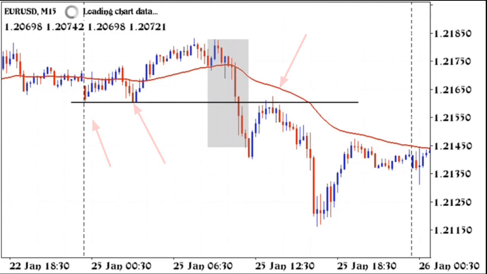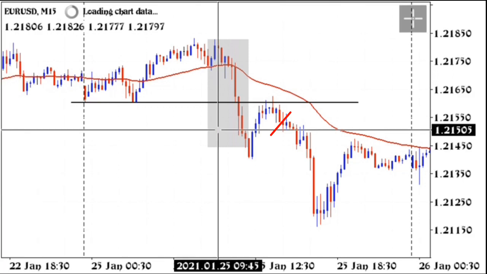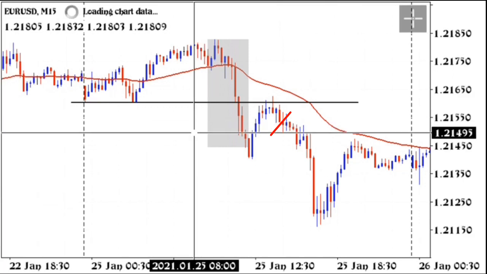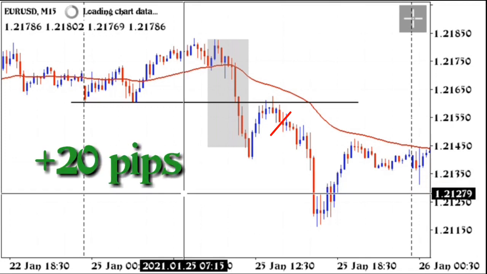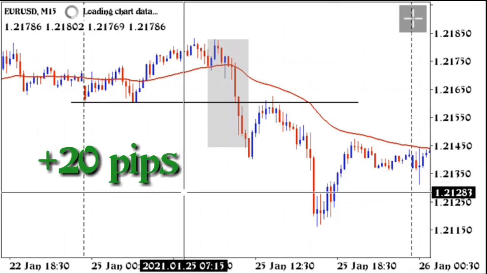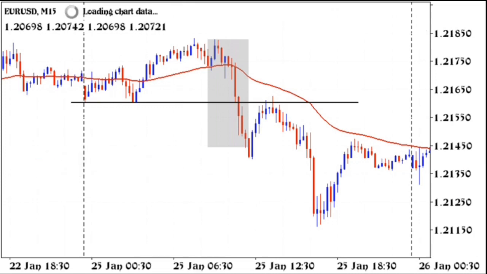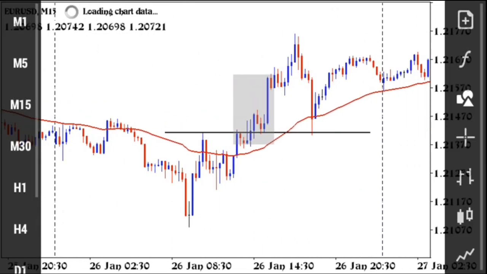Price pulled back to it, and you can see the rejections that occurred in that resistance zone. I would have taken an entry after this bearish candle. Did I get my 20 pips? 21.53. Yeah, got my 20 pips. Look for another entry.